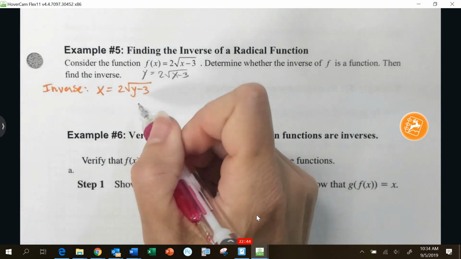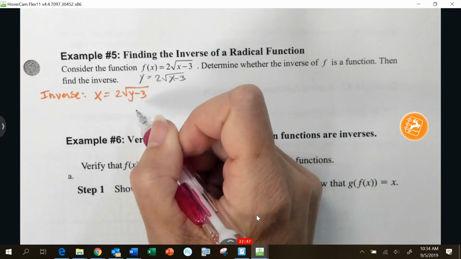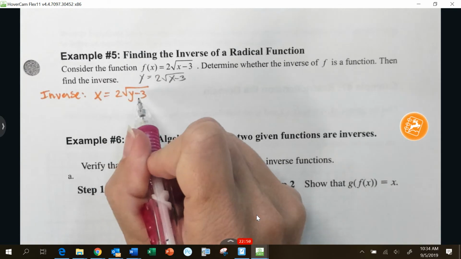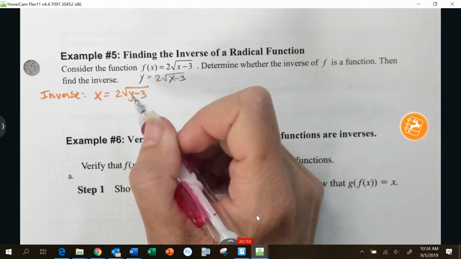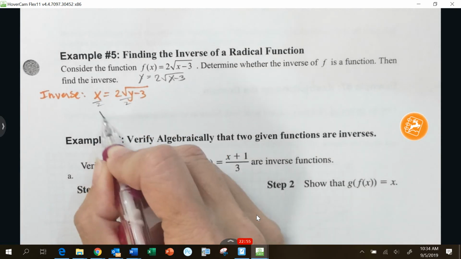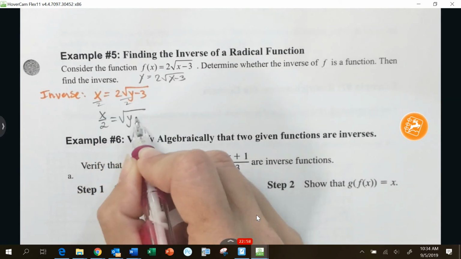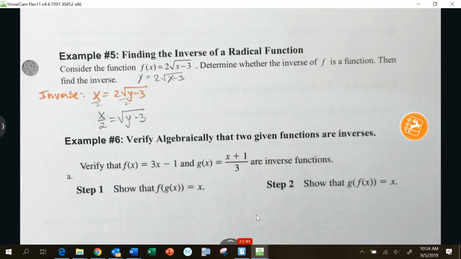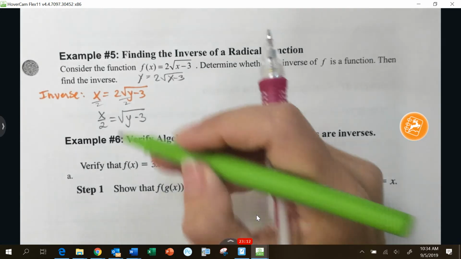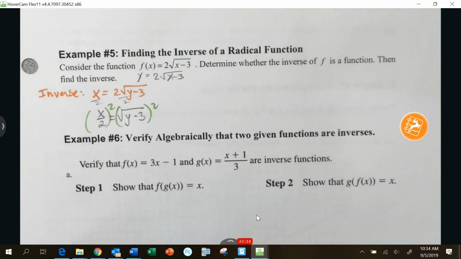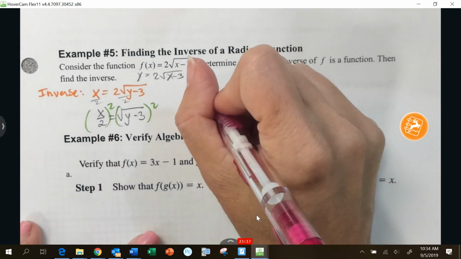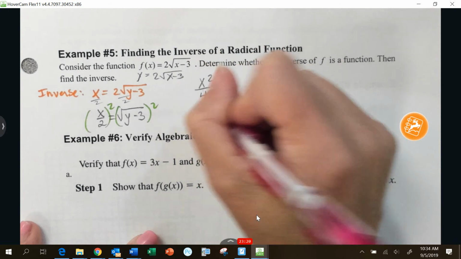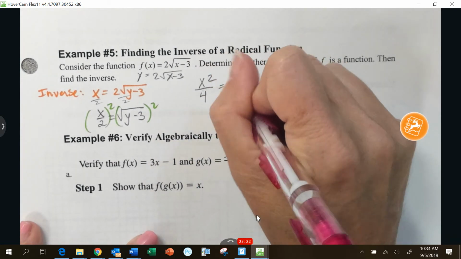So we have to use inverse operations to get y by itself. What should we do first? This says 2 times. What should we do? Divide by 2. So we have x divided by 2 equals square root y minus 3. What's the next thing I need to get rid of? Square root. So what undoes square root? What's the inverse operation of square root? Squaring. So we're now going to square both sides. So I have x squared over 4 equals y minus 3.